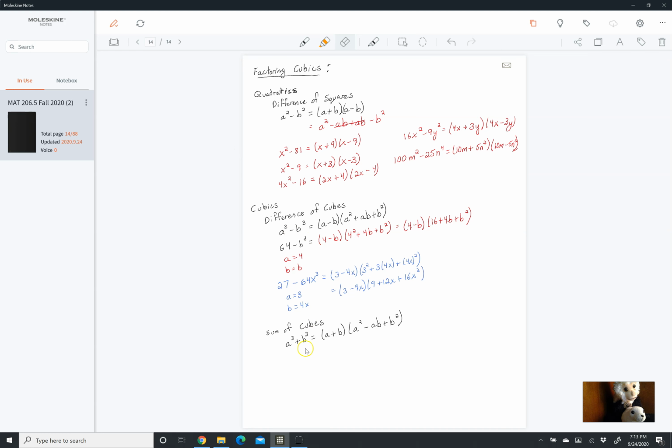Okay, so these signs in the middle over here are just the opposite. Since it's a sum of cubes, this we subtract, and it's a difference of cubes up here, so we add. Okay, so the cubics I'm not as concerned about, but the quadratics, I really want you to know the difference of squares. So what we're going to do is look at very specific cubics now.